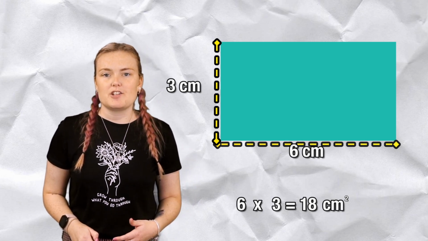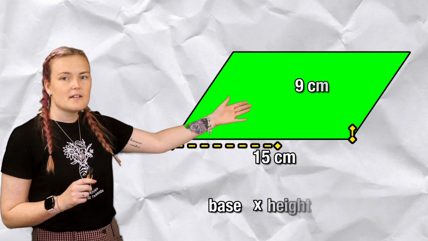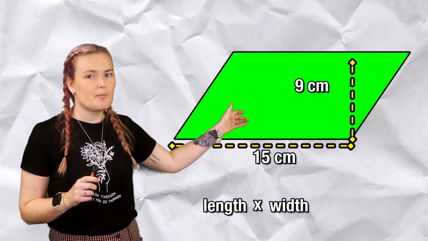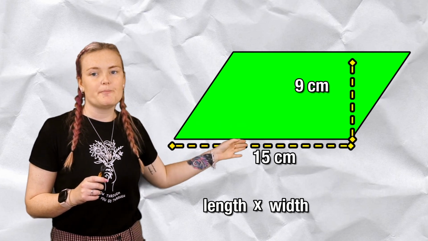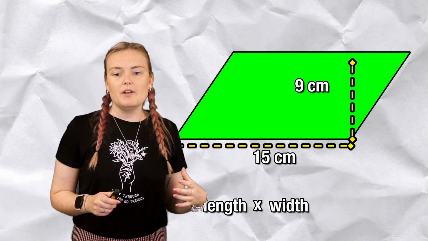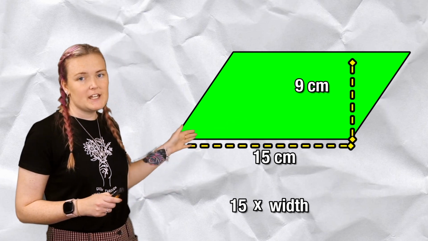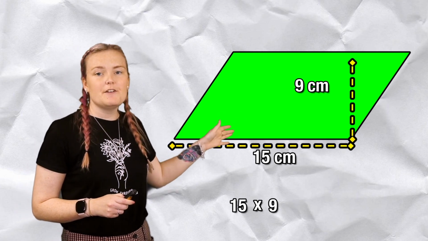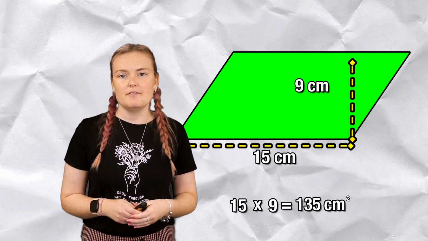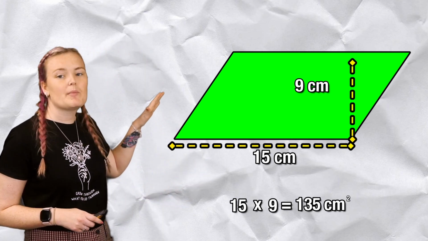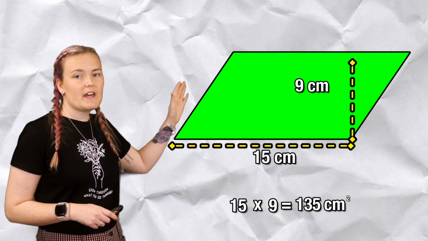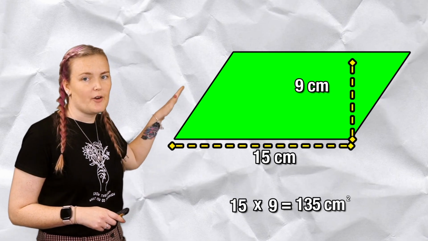Let's look at some harder shapes. So a parallelogram is just like a rectangle pushed onto its side. So we just find the area the exact same way. We times the base by the height, or the length by the width, whatever you'd like to call it. So in this example, my base is 15, my height is 9, and 15 times 9 is 135. It's important not to get caught out by the diagonal. We want the actual height of the shape, not the slope.